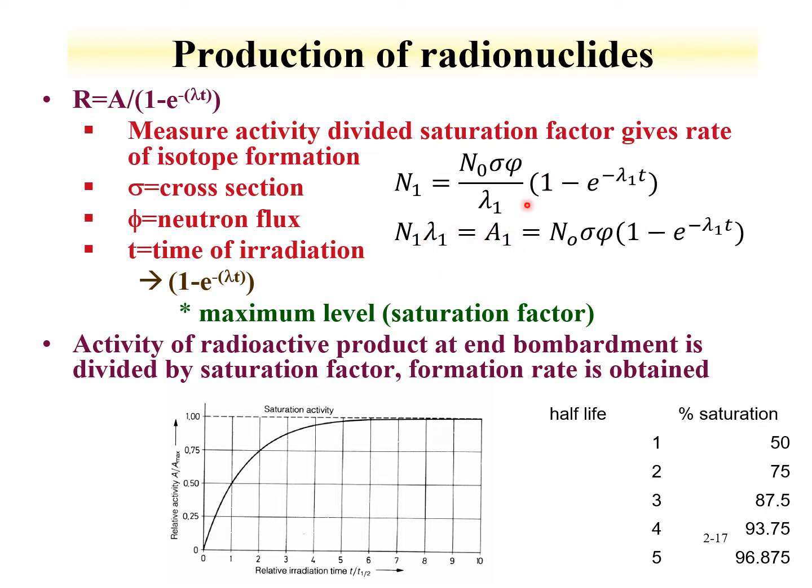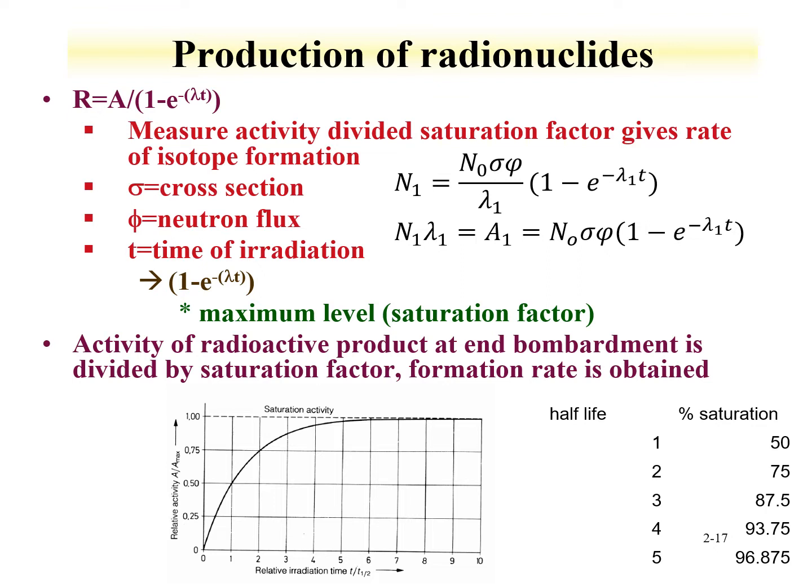And all we need to do is rearrange this equation. The activity of 1 is equal to the initial amount of target times the cross-section times the flux, same equation as we used in the previous page, multiplied by 1 minus e to the minus lambda 1 t. So this is the decay constant of the isotope that you're producing. This term, 1 minus e to the minus lambda t, is called the saturation factor, and it gives you an idea of where you're going to reach a maximum level.